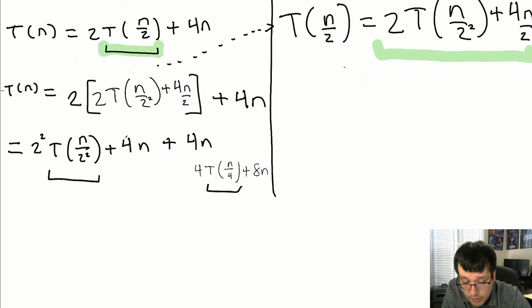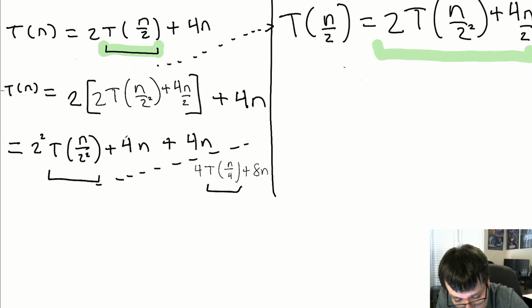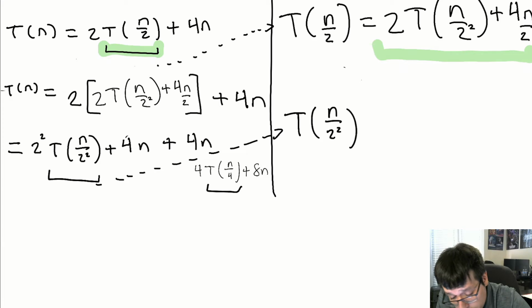So let us go ahead and do that. So little dots over here, going here. We want to figure out what T of n divided by 2 squared, or 4, whichever way you want to think about it, is equal to. Okay? So how do we do that?